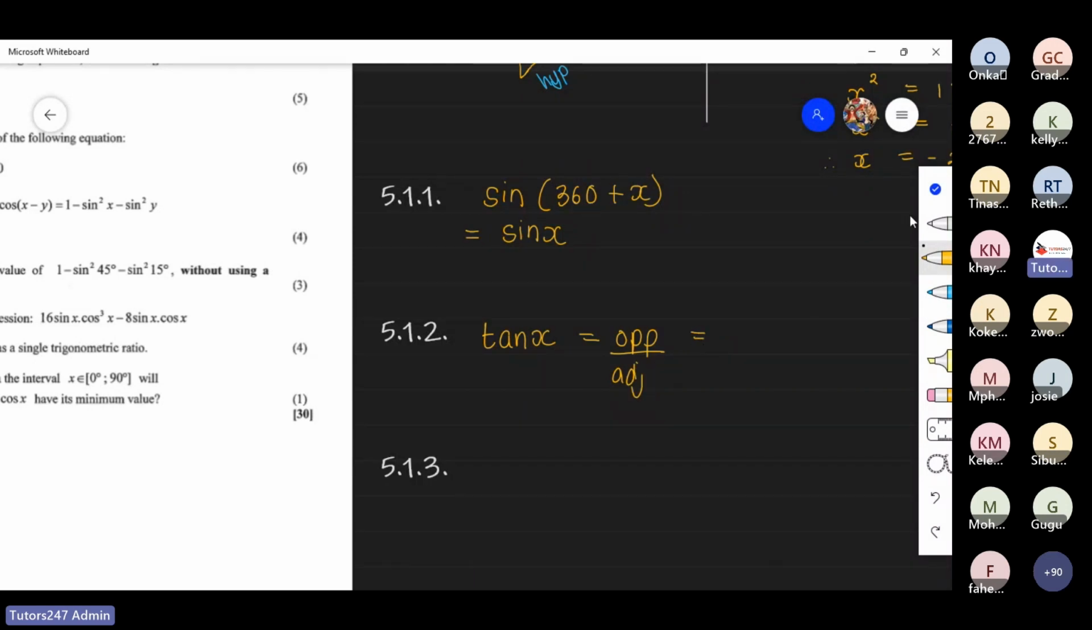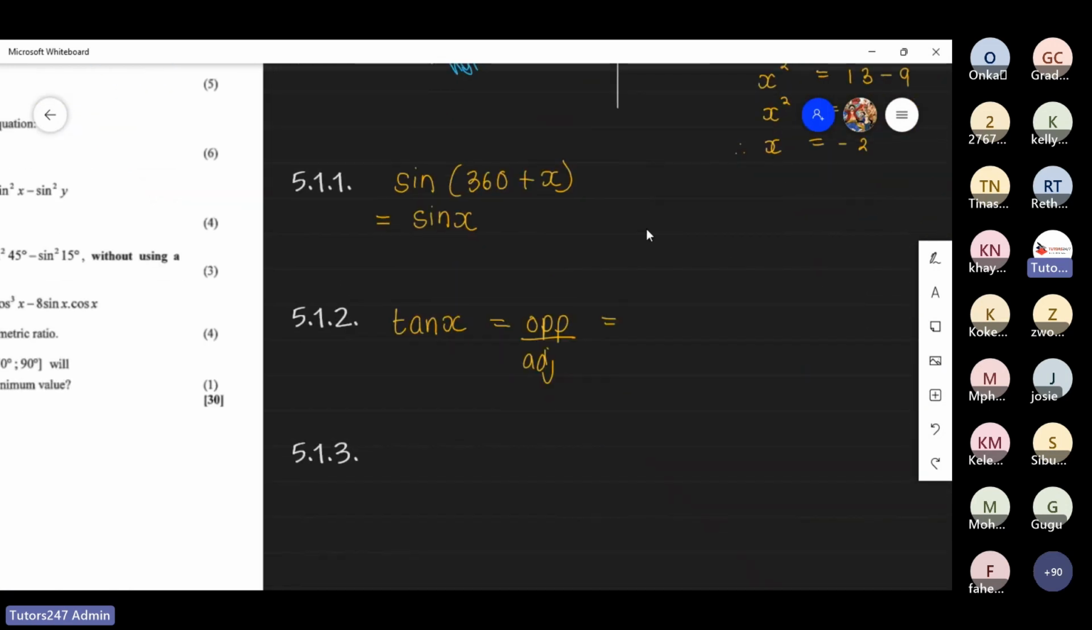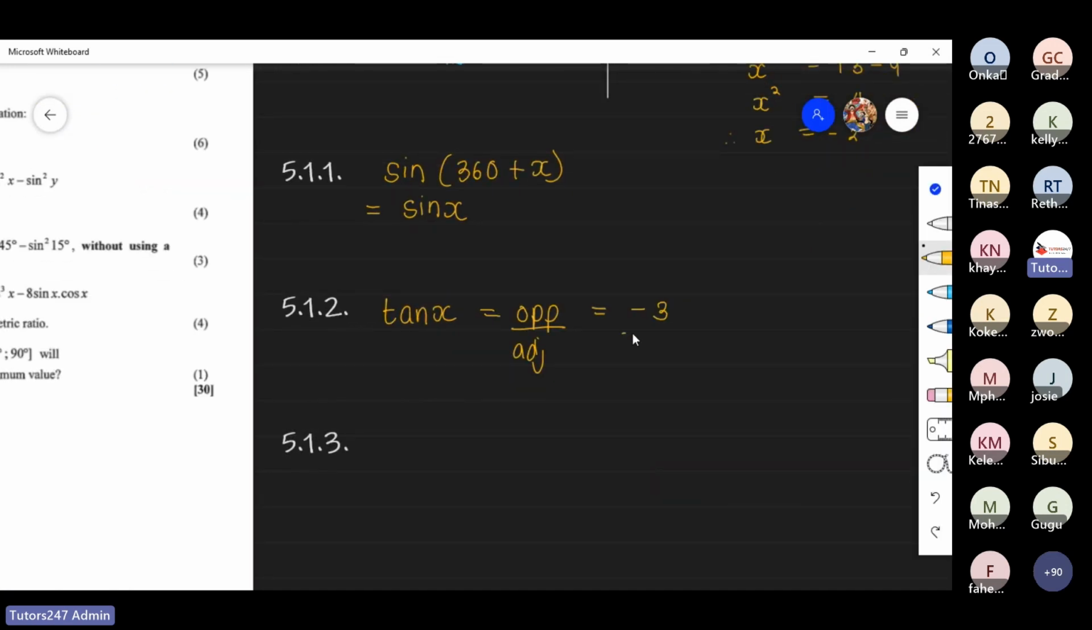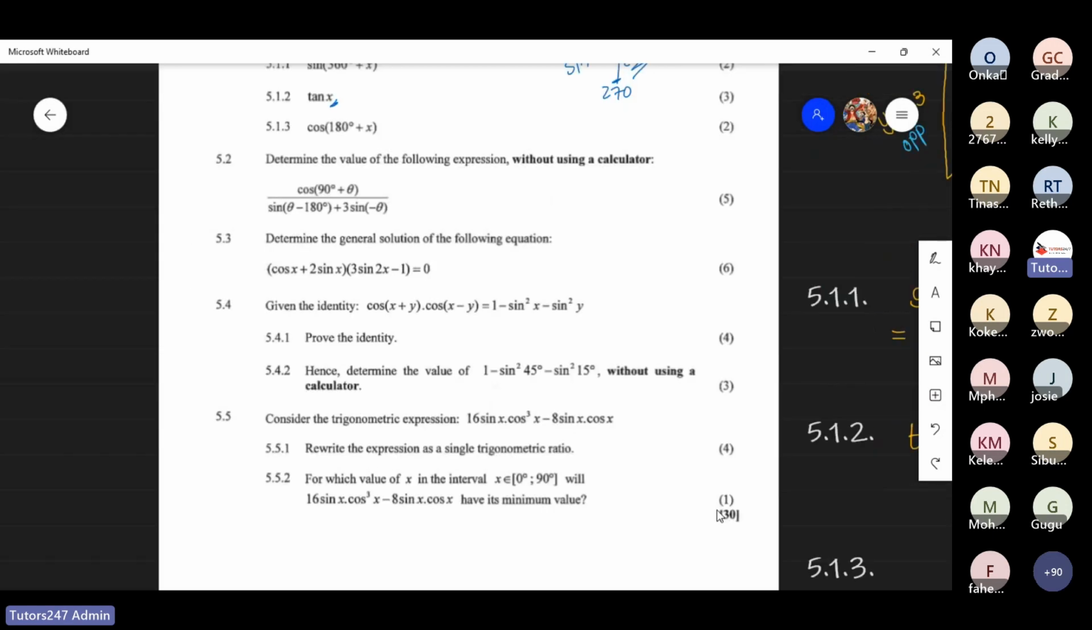Now, let's go and look. What is our opposite value? What is our adjacent value? Our opposite value, which is y, equals -3, and our adjacent value is x equals -2. Even though both of those values are negative, you'll see that we will end up with a positive value. That then proves that tan is positive within quadrant 3. Okay, so that is question 5.1.2. Once we are done with question 5.1.3, I'll have a look at the chats for those that have sent you messages in. So please be patient.